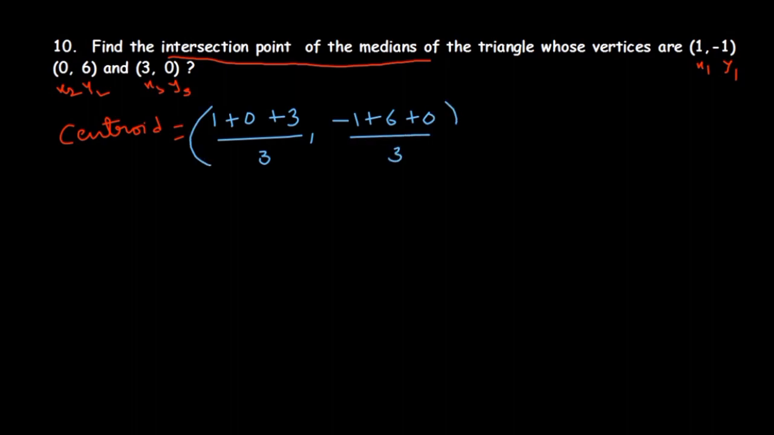So 1 plus 3 is 4 by 3. Here 6 minus 1, you can observe, is 5, and 5 plus 0 is 5, so it is 5 by 3. So the centroid is (4/3, 5/3).